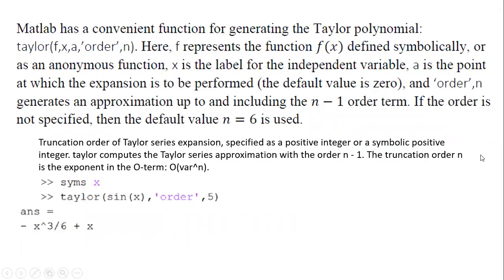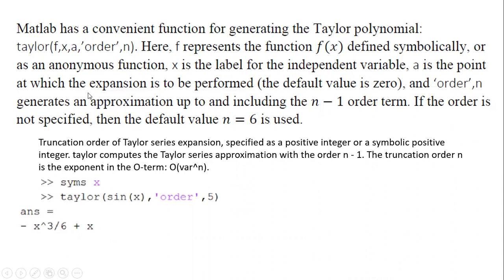So Matlab has a convenient function for generating the Taylor polynomial. The syntax would be taylor, then the given function, comma, then we define the variable x, comma, then a here represents the constant value, comma, then we can also state the order, comma, then n. So f is of course our function, x is the independent variable, a is the point at which the expansion is to be performed. The default value here is 0.